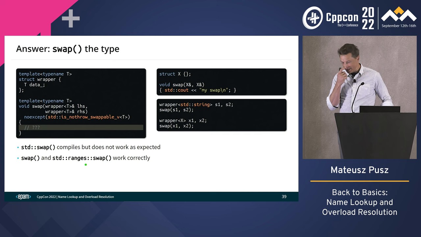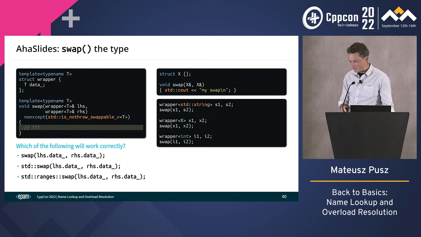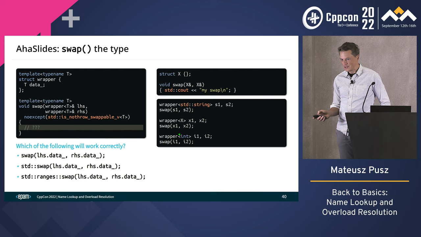We are going to talk about std::ranges::swap in a minute or two, because still we have to cover one more case where I added wrapper of integers as the third case here. And this is the last case of swapping things. So last quiz.